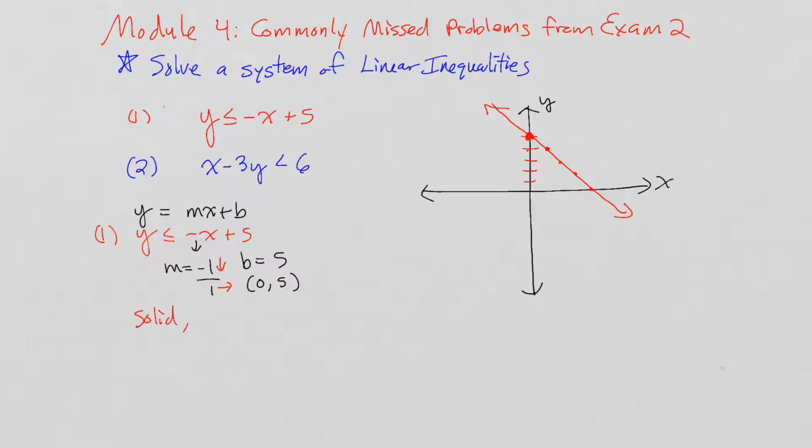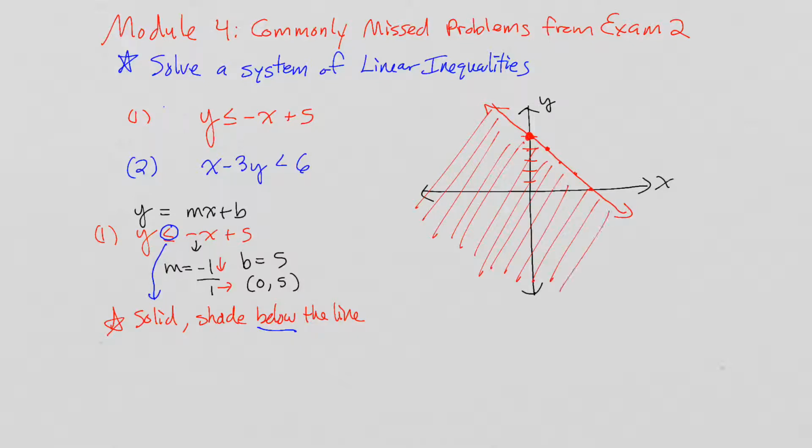And we're going to shade down, or below the line. Okay, so why? It's because of the equal sign. And because of the less than sign, we're going to shade below the line. So we're going to shade below the line because y is by itself.